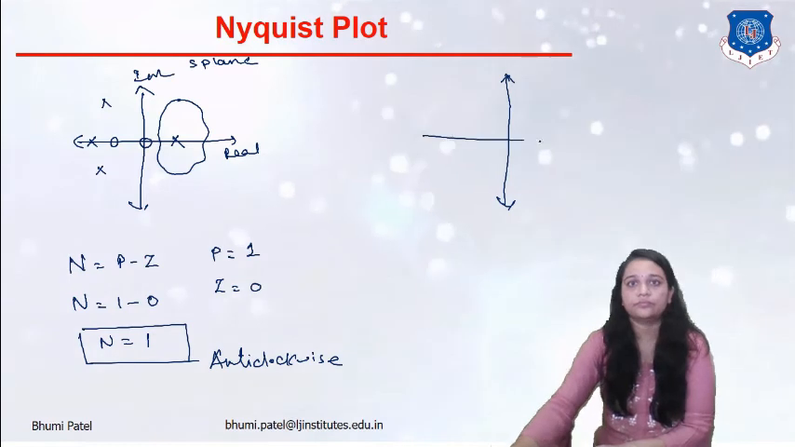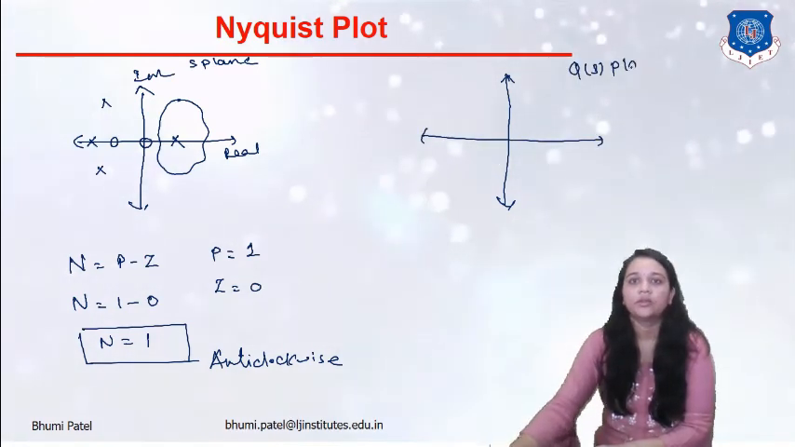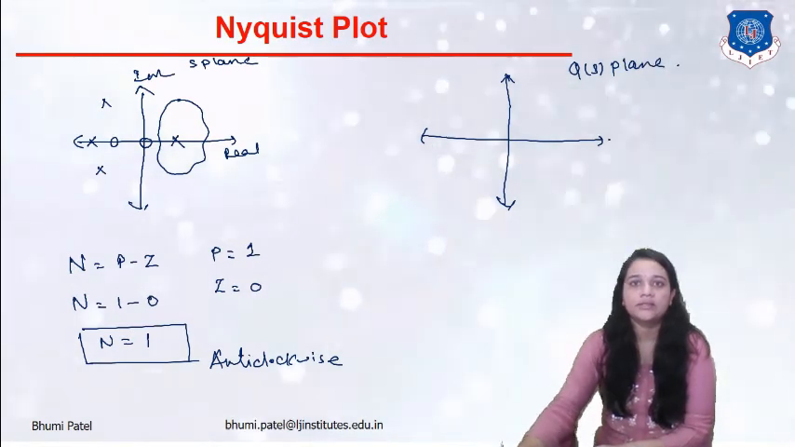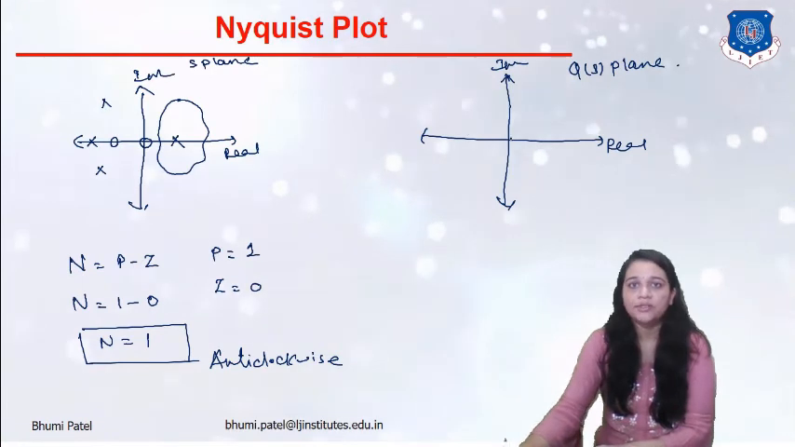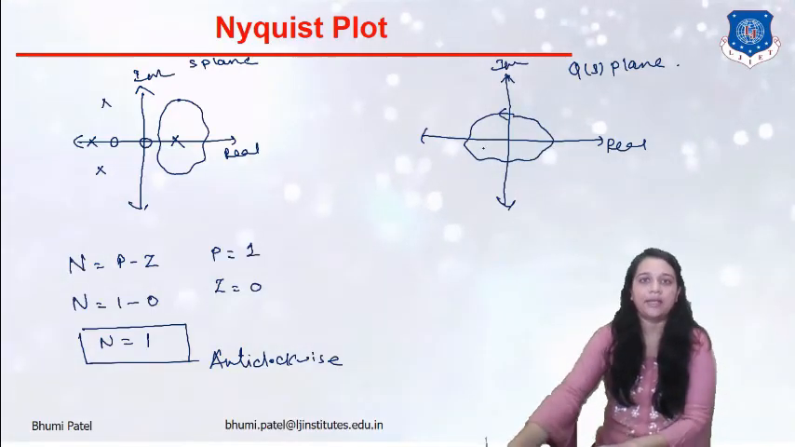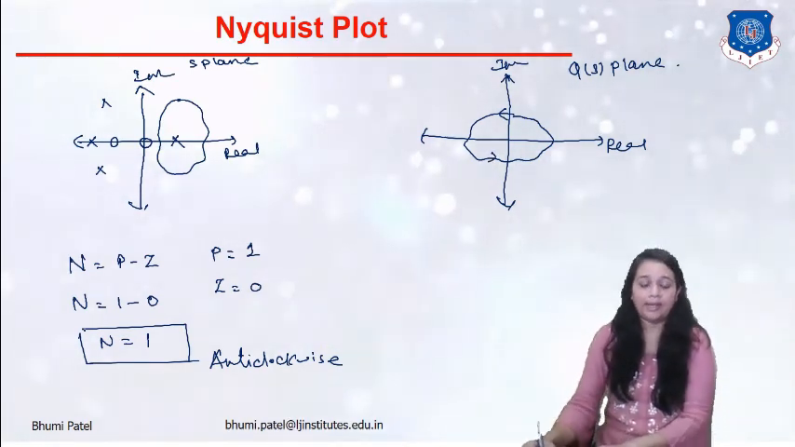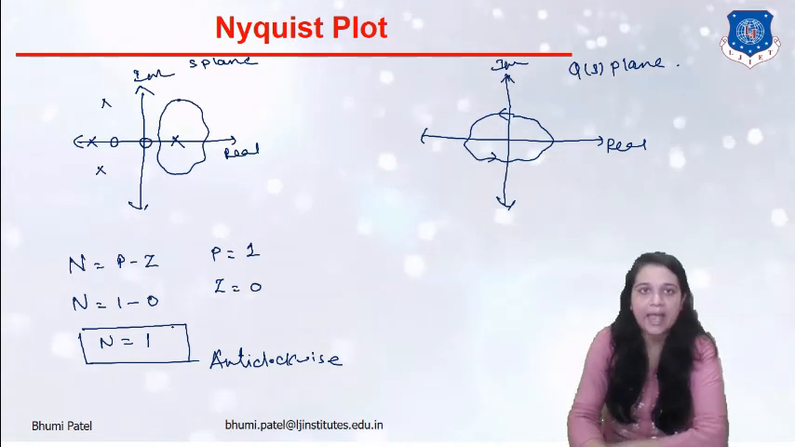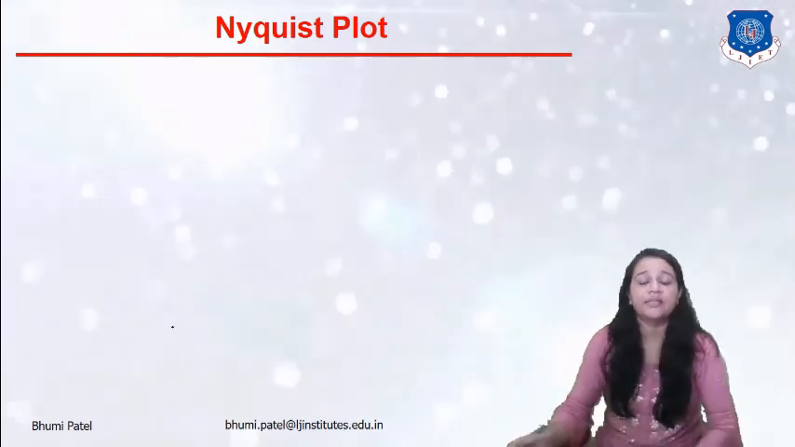So suppose we can draw the QS plane. Okay, my imaginary axis, and suppose we can draw the Nyquist plot. So the direction of the arrow is anti-clockwise. So using the value of n, we have to decide the direction for this system. So this is the final summary of this system.